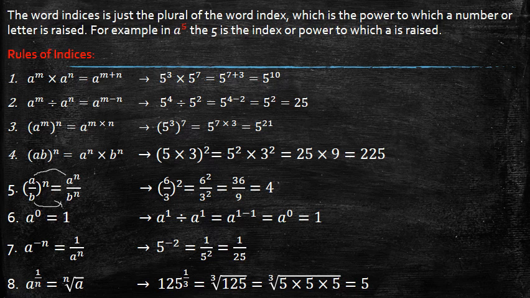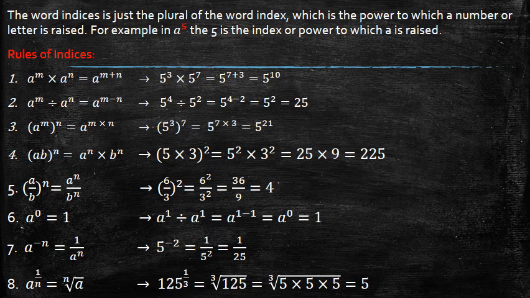We have (6 over 3) raised to the power of 2. So that's going to be 6 raised to the power of 2 divided by 3 raised to the power of 2. So that's going to be 36 over 9. That's going to be 4. And you see here, if we did it straight away, 6 divided by 3 is going to be 2, and 2 squared is going to be 4 as well.